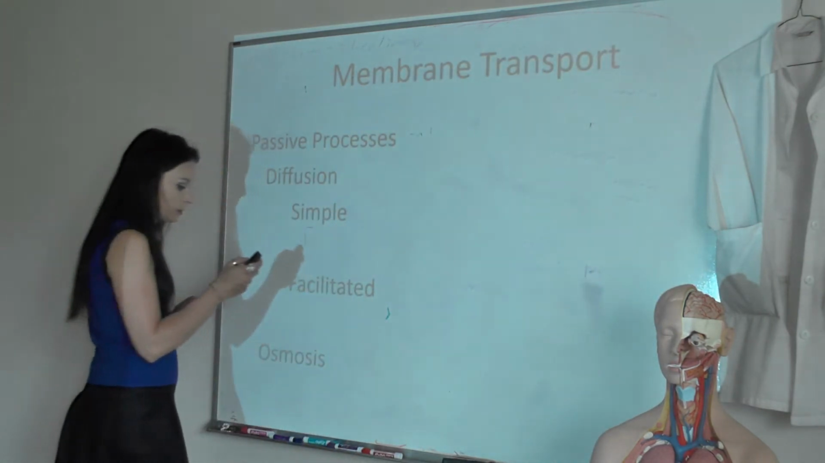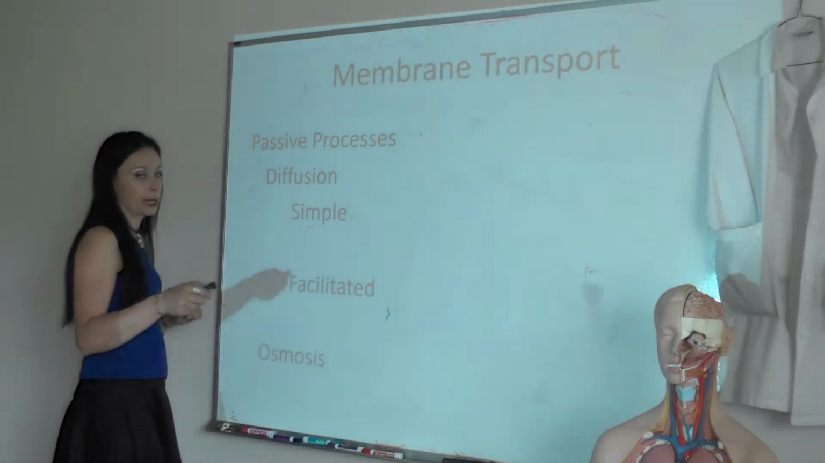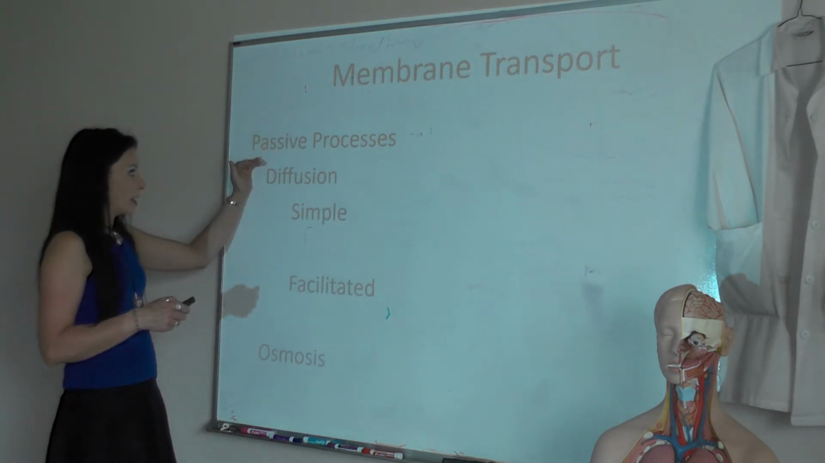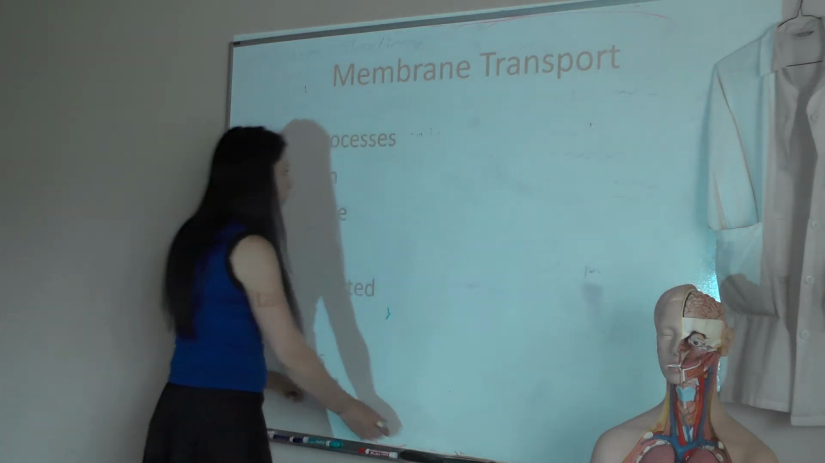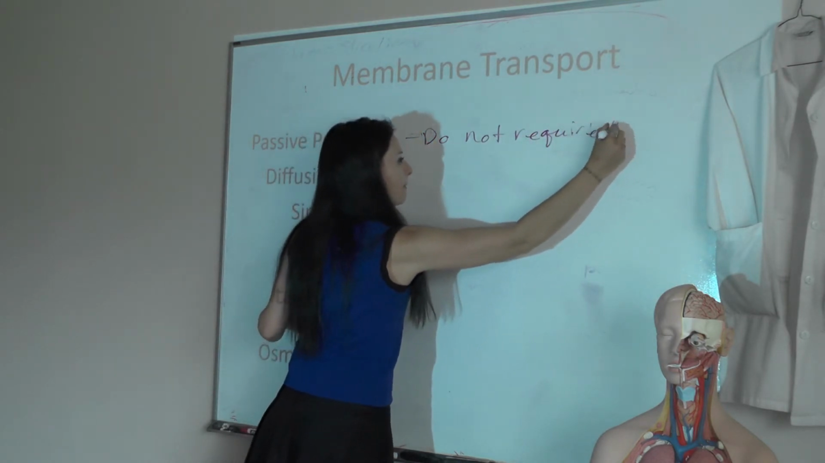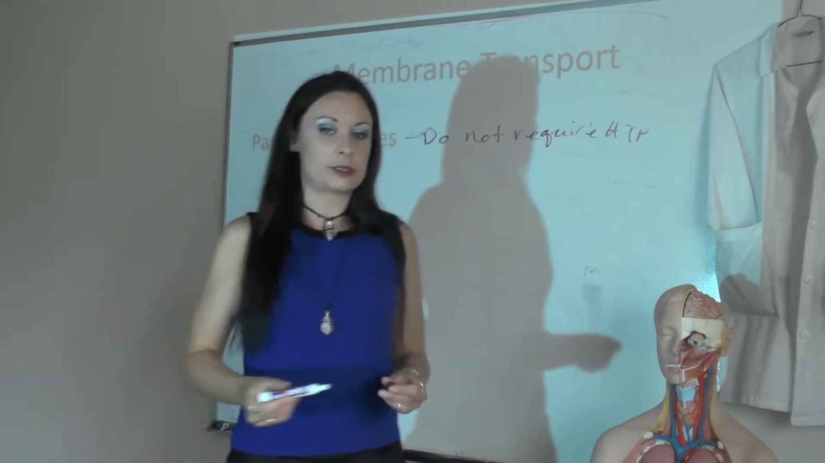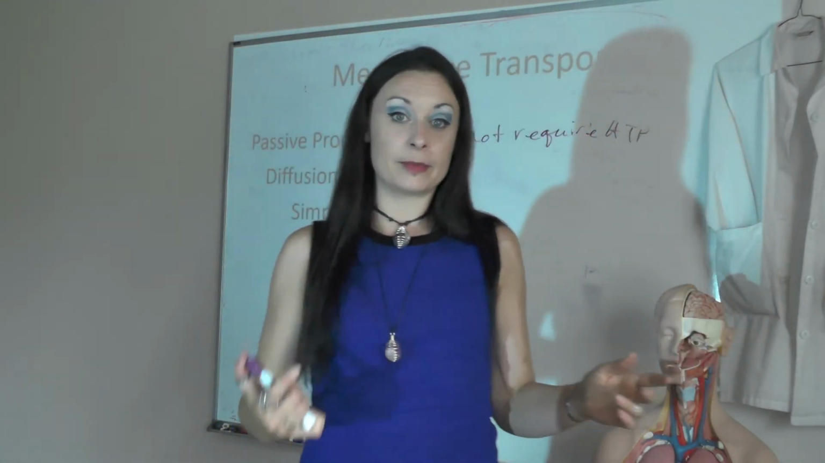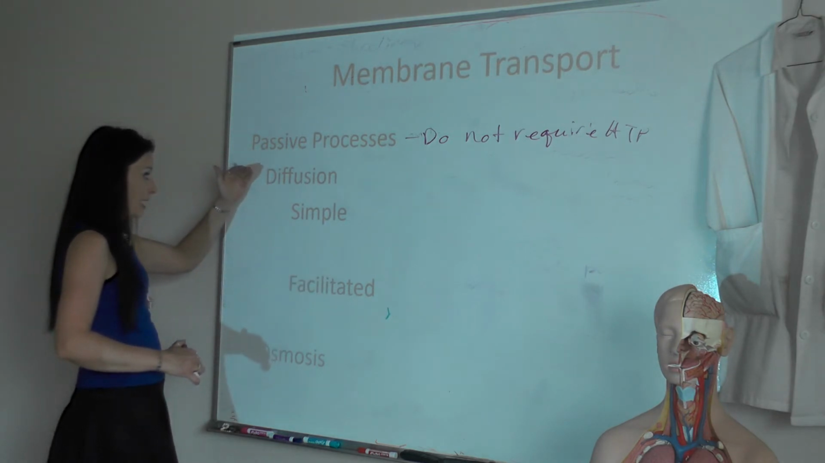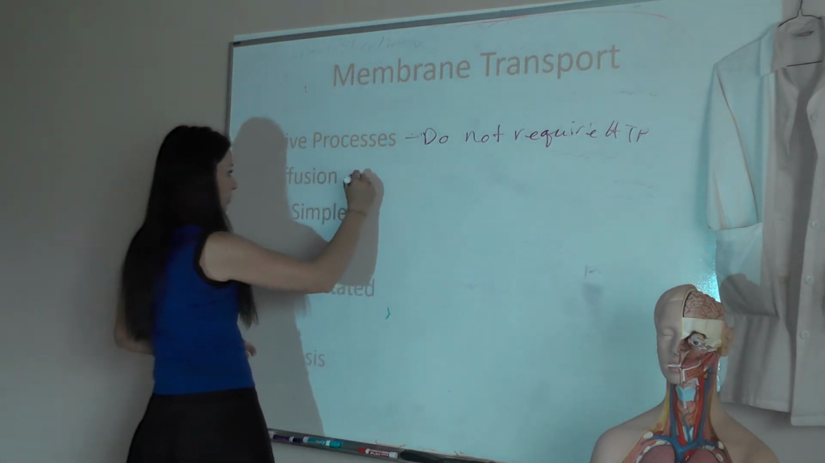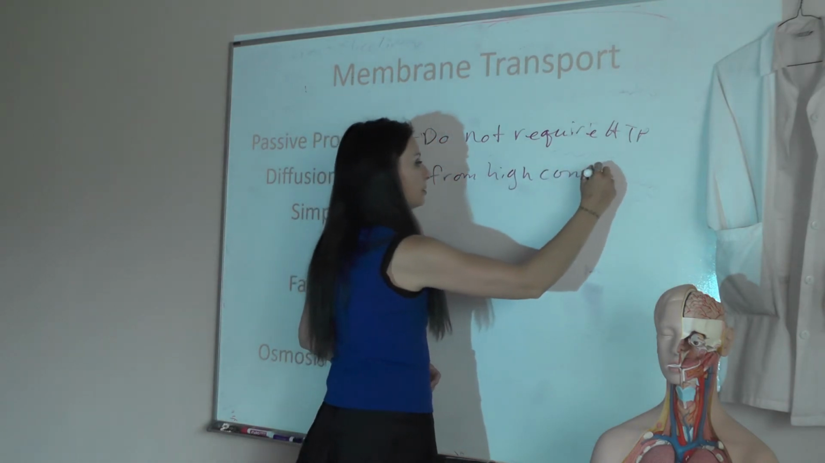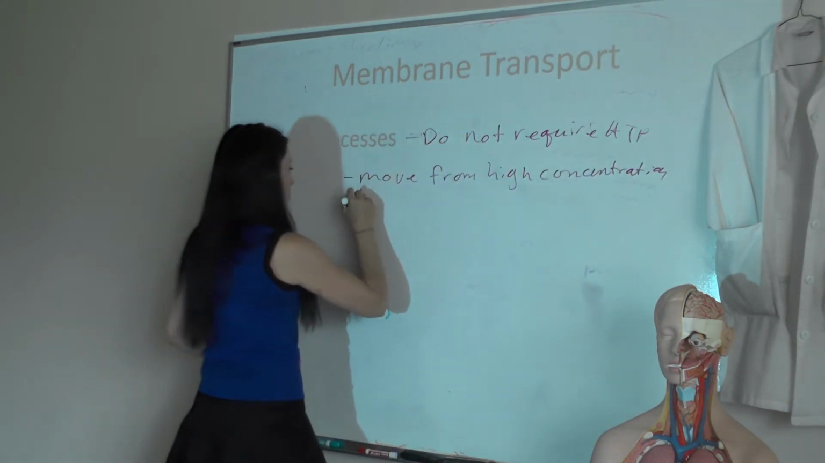All right, so membrane transport. How are we getting things across the membrane into or out of the cell? Well, we can do it passively or we can do it actively. Passively means that we're going to require no ATP. It's just going to happen. So passive processes do not require ATP. And why not? They're using a concentration gradient. They're using these wonderful laws of chemistry to move down a concentration gradient. So diffusion is when you move from an area of high concentration to an area of low concentration. So we move from high concentration to low concentration.